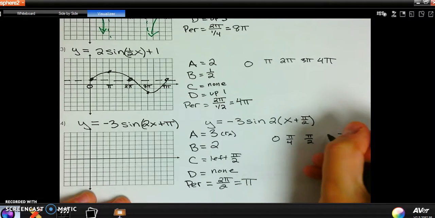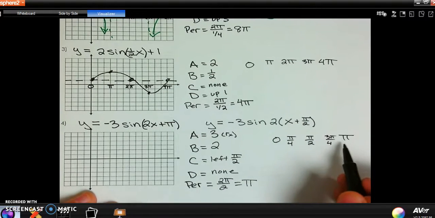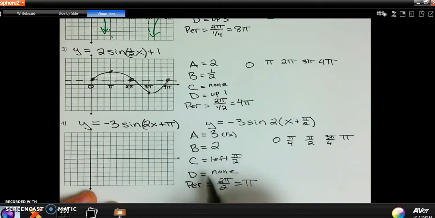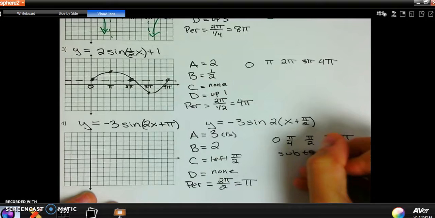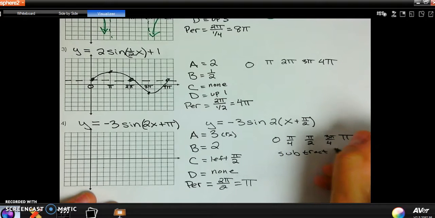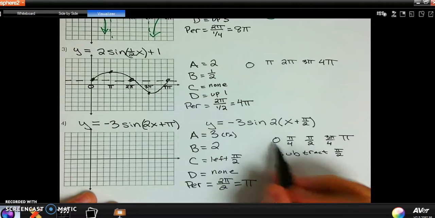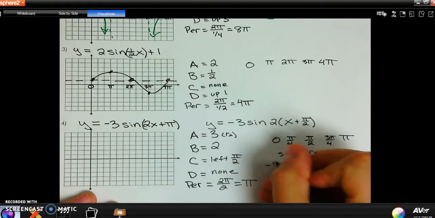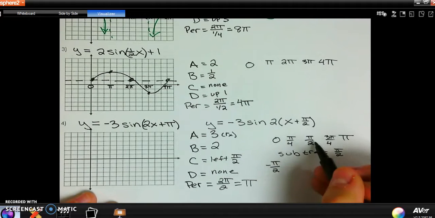The next one would be 3 pi over 4, and then 4 pi over 4, which is pi. So those were my key values, but then I have to shift each of them to the left. So now I need to subtract pi over 2 from each one of those. So 0 minus pi over 2 is negative pi over 2. That's easy. Okay, and then I'm going to skip that one for a minute.